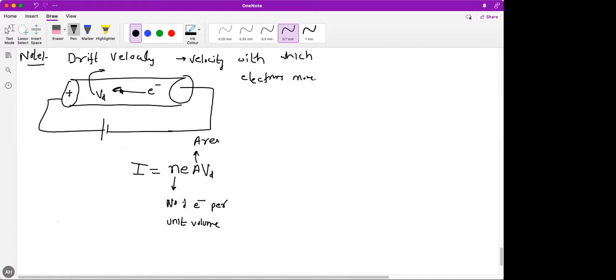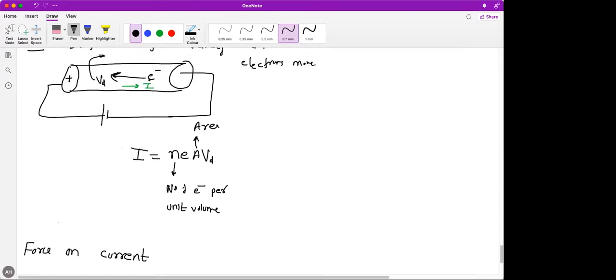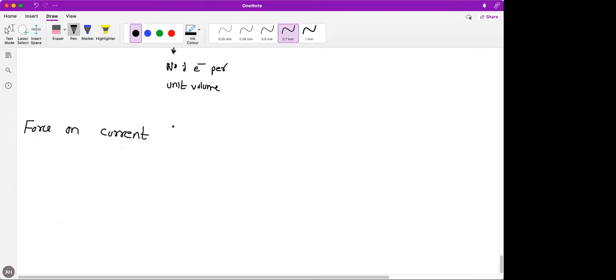And one interesting thing: if electrons are going to the left hand side, then current is going to the right hand side. The direction of current is exactly opposite to that of the motion of electrons. So let's solve this question. Force on a current carrying conductor. Remember this result, I will use it in the next section: current and velocity of electrons are always in opposite directions. So, force on a current carrying conductor in a magnetic field.